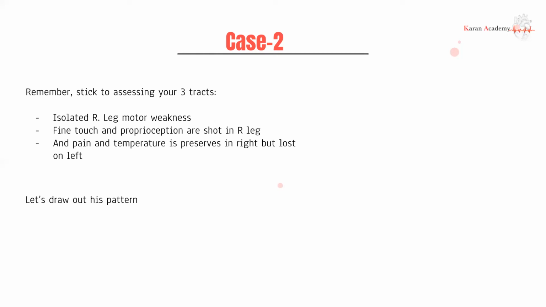You have fine touch and proprioception damaged in the right. And again, you think, well, the fibers would come up and they would go all the way up and only cross over in the medulla. So, well, if there's a spinal cord lesion, it's going to be on the same side. And again, this fits with a right-sided pathology. So you have damage to the corticospinal tract on the right. You have damage to the DCML tract on the right. And then pain and temperature is preserved in the right, but lost on the left.